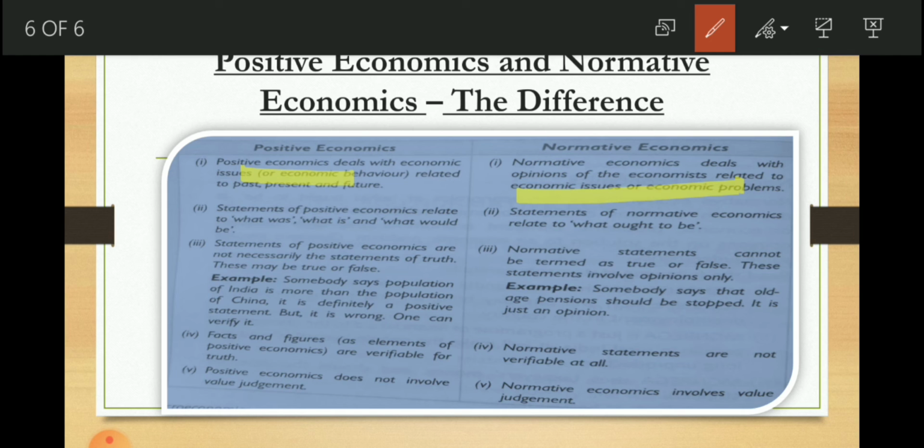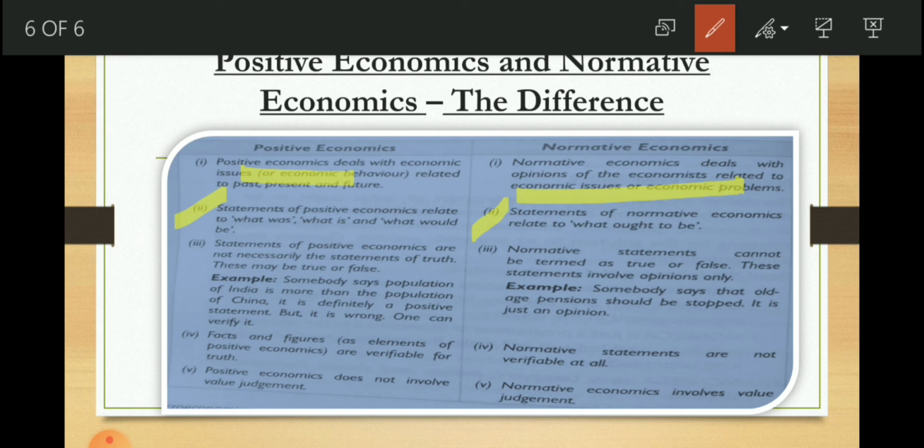Then the next point: the statements of positive economics relate to what was, what is and what would be. We have already talked about it, that it tells us what was happening in the past, what is happening in the present and what will happen in the future. On the other hand, normative statements tell us what ought to be, what should happen in a particular situation.